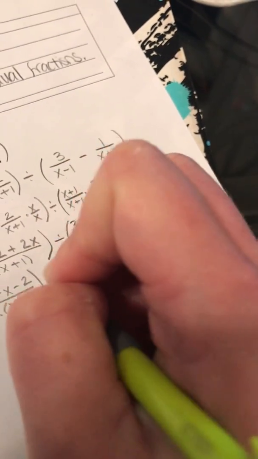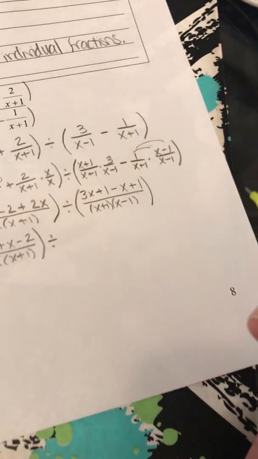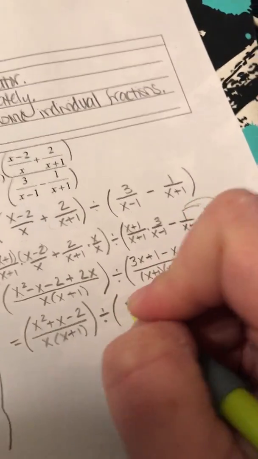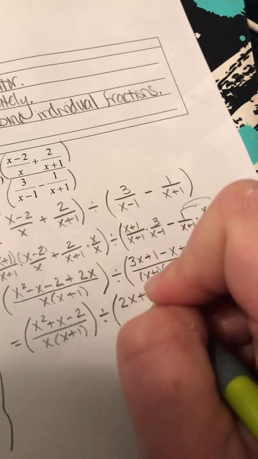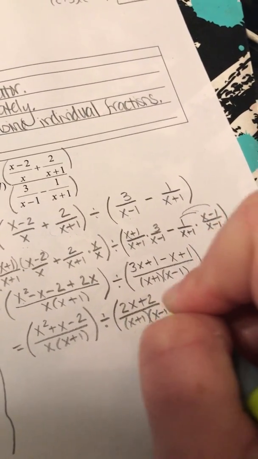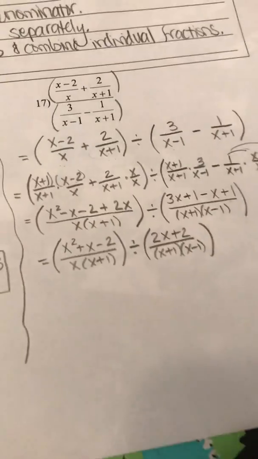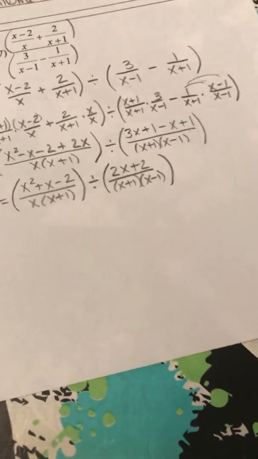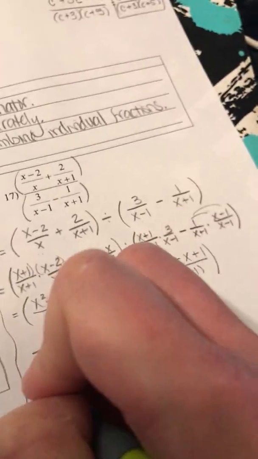Awesome. All right, combine the numerators. So we have x squared plus x minus 2 all over x times x plus 1 being divided by, I know it's a lot. You guys are doing great, though, as long as you're still paying attention. 2x plus 2 all over x plus 1 times x minus 1. Okay, now we've combined the fractions. We can keep the same, and let's factor if we can.